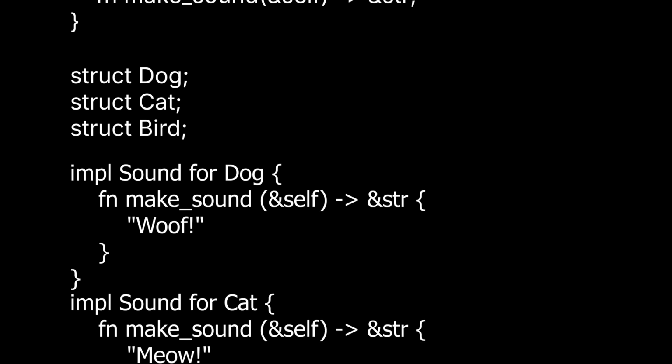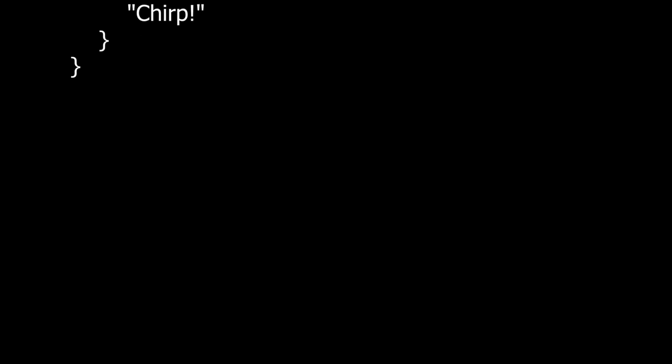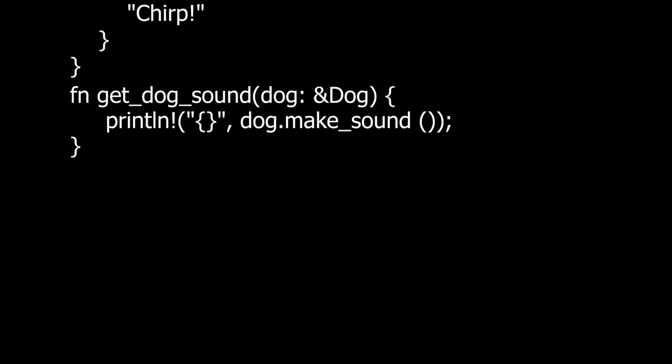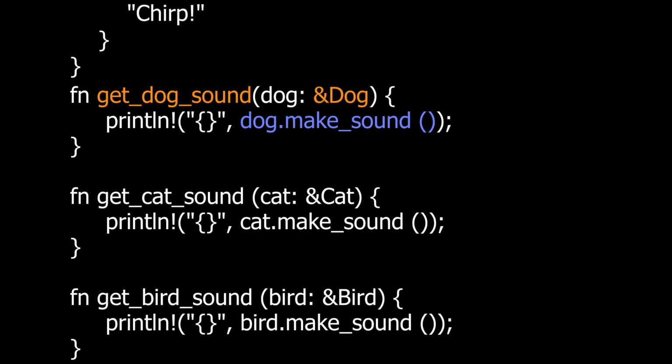But if we want to get the sound of the animals, we need to write separate functions for each of them. Like, if we want to get the dog sound, we need to specifically create a function to get the sound of the dog and pass the dog type so that it returns woof. If we want to get the sound of the cat, we can't replace this dog with cat, since this function only takes the dog type. So for cat, we need to create a separate function. And again, the same for bird.